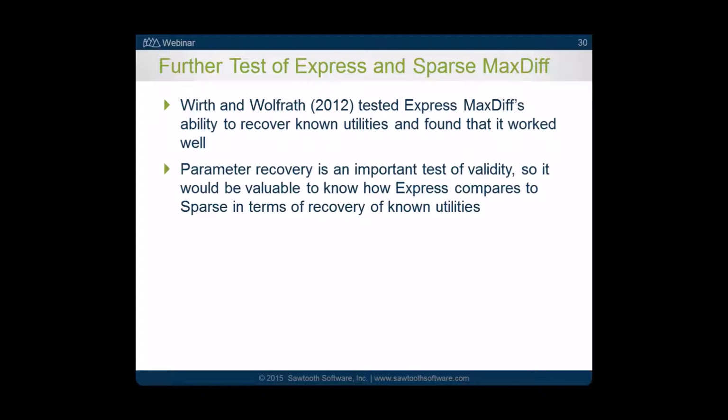When they did their paper, they tested Express MaxDiff's ability to recover a known set of utilities, and they found that it worked well. And this whole idea of doing what I call a parameter recovery experiment is an important test of the validity of a method. But they only looked at Express, and I think it would be interesting to compare Express and Sparse in terms of their ability to recover known utilities.